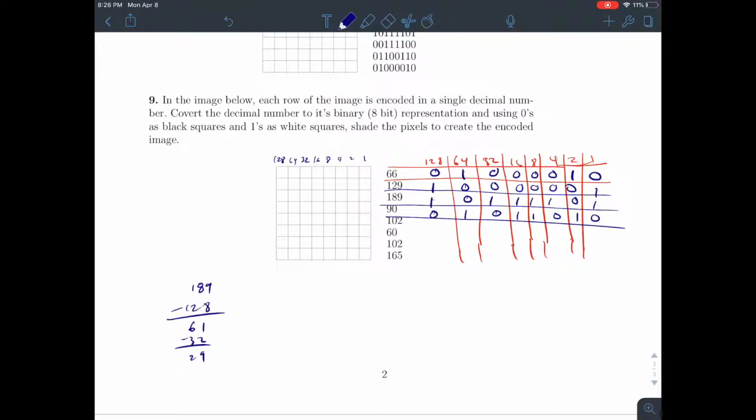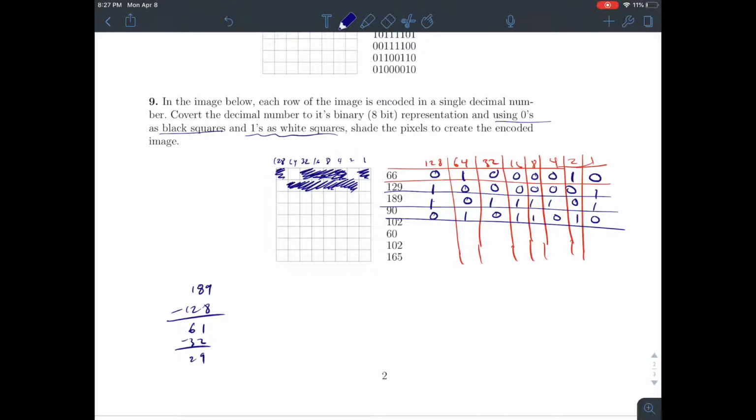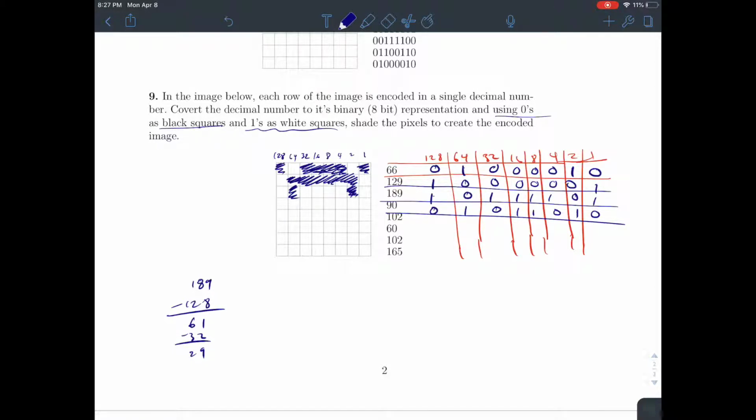And the same way that we did before, we can actually shade these. So it looks like we're supposed to use zeros as black squares, ones as white squares. So the first number, 66, corresponds to this shading. The next one corresponds to this shading. The next one corresponds to this shading. The next one corresponds to this shading. Oh, wow. I shaded the wrong thing there. This shading. Let me restart that row. So zeros are being colored in.